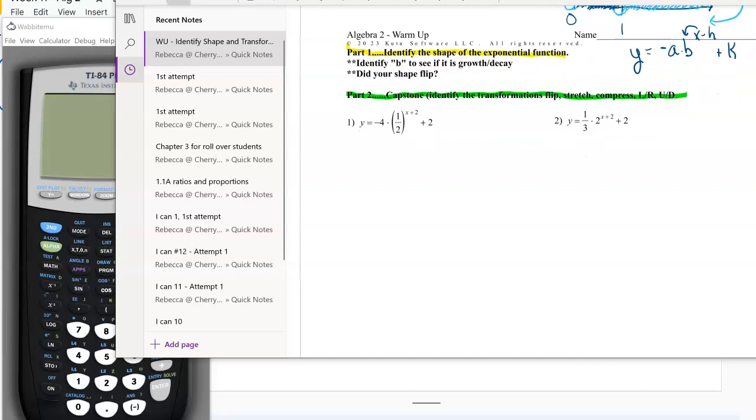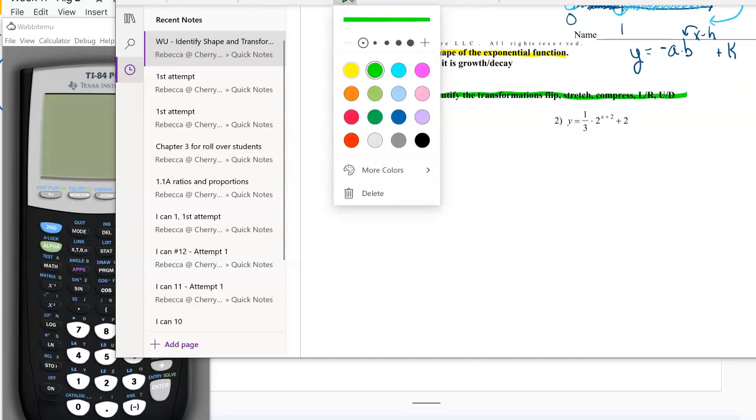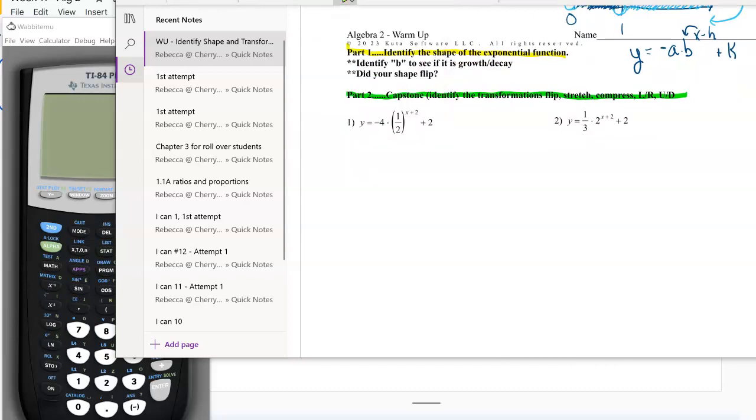So what I want to do is identify B. So we're going to start with part 1. And B is the number right in front of the X. So right now that number's a half. So B, since it's a half, means we are going to have a decay shape like this. And currently our horizontal asymptote is just right below it, okay?